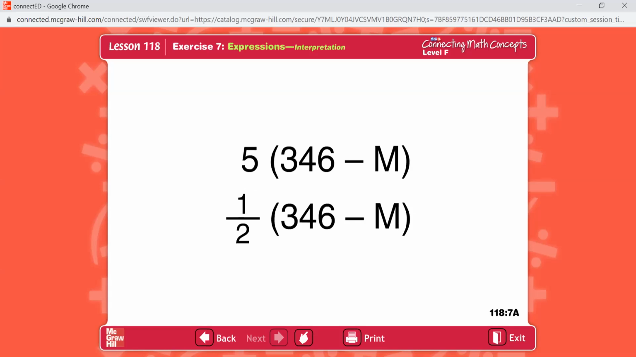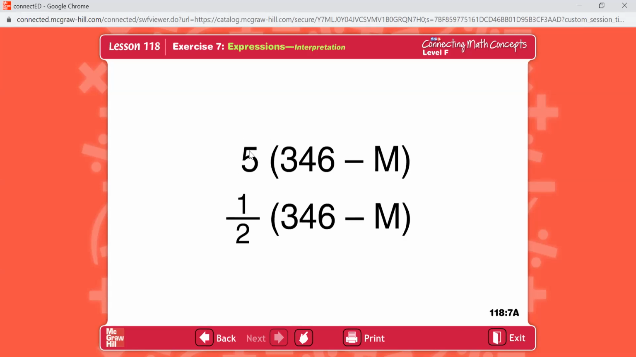Last time you worked with expressions that multiplied values. This expression says 5 times the quantity 346 minus m. This one says 1/2 times the quantity 346 minus m. Which expression is more? This one or this one? This expression is more. 5 times the quantity 346 minus m. If you multiply by more than 1, you end up with more than what you start with.